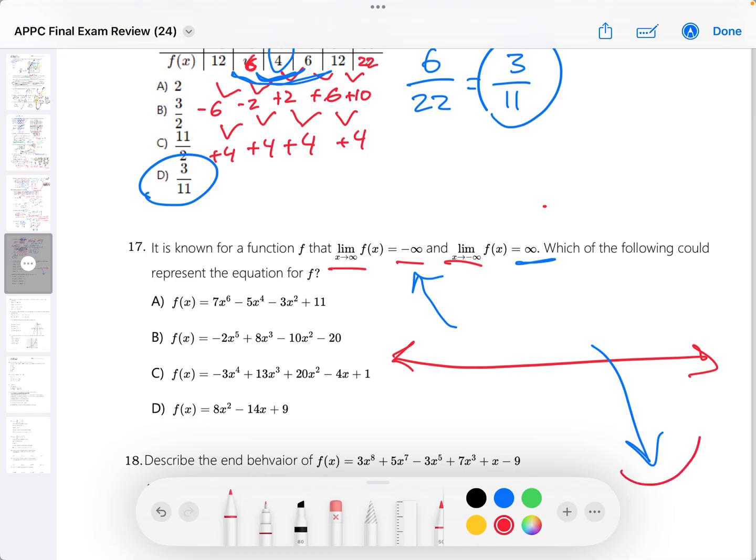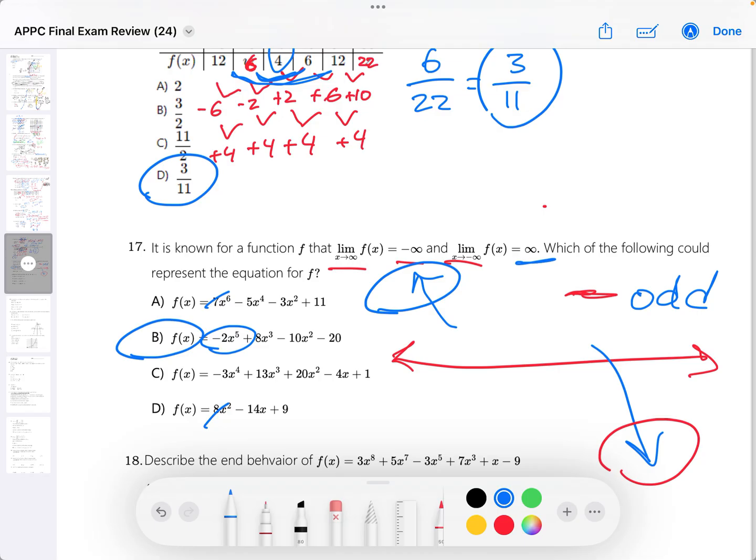Therefore, if I'm going down on the right side, I know it is negative. And because I'm going in opposite directions, it is an odd degree. So I'm looking for one that is negative and odd. 5th power right here will do it. So 17 must be B.